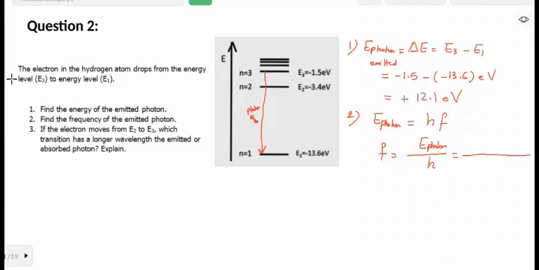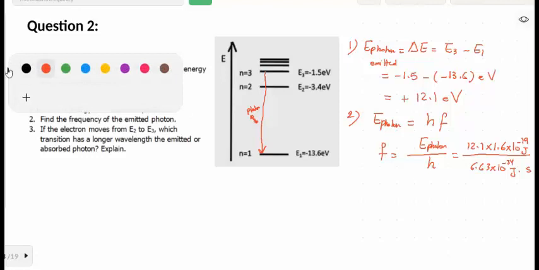I will show you why. So E photon, how much? 12.1. If we keep electron volts and down you have joule seconds, the units do not cancel each other. So what I do, I multiply by 1.6 times 10 exponent minus 19. This is the energy now in joules, right? And down you have 6.63 times 10 exponent minus 34 joule second.